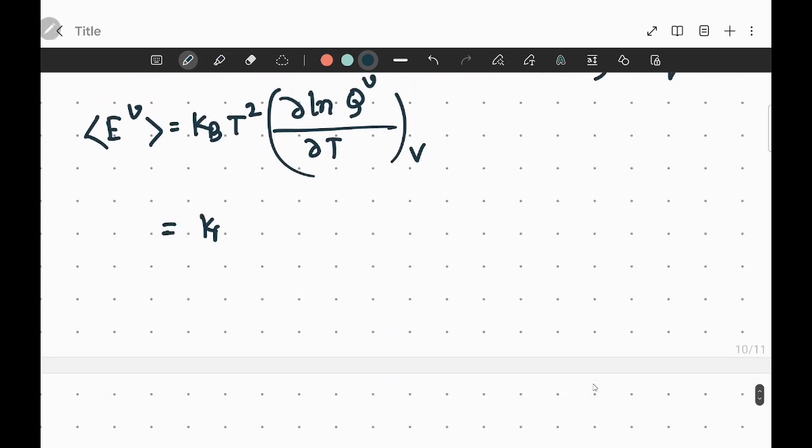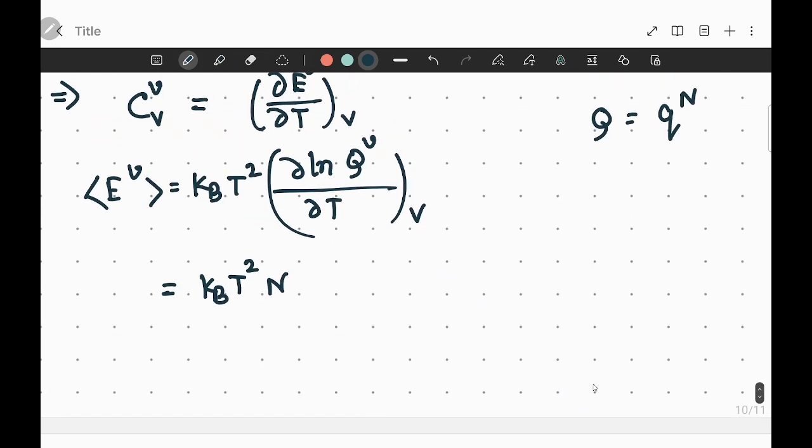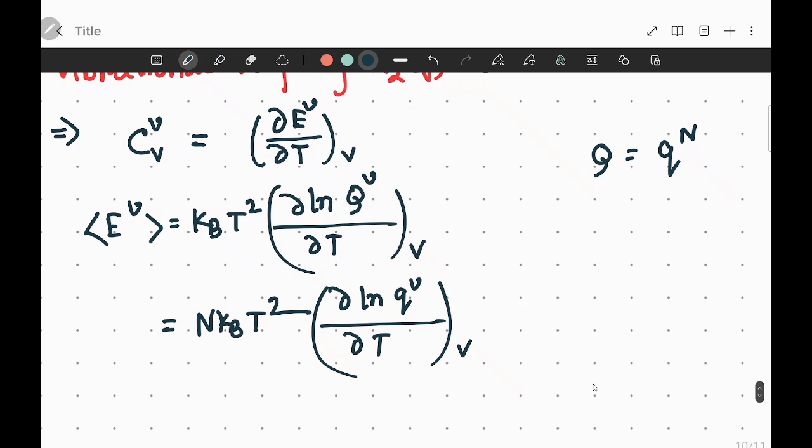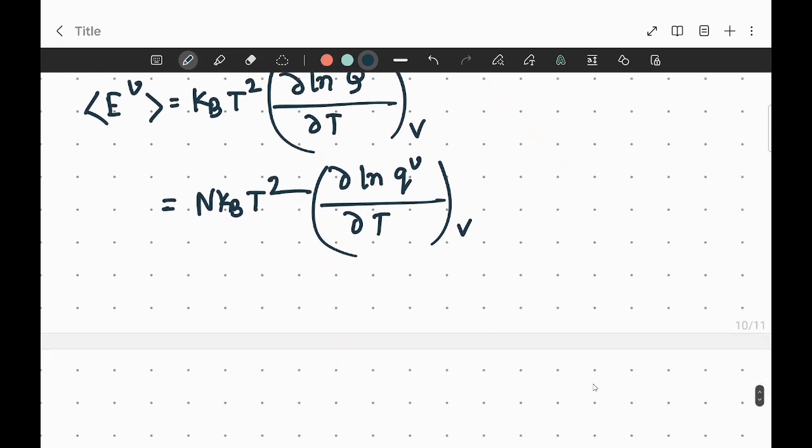So here it is N kB T square d ln q by dT, where the small q is what you have to calculate. That's why it is vibrational. So this q_v you need. So it is N kB T square. Here we have considered Q as q to the power N. That means the molecules are distinguishable. Otherwise you would have to consider N factorial too. So this is the formula.